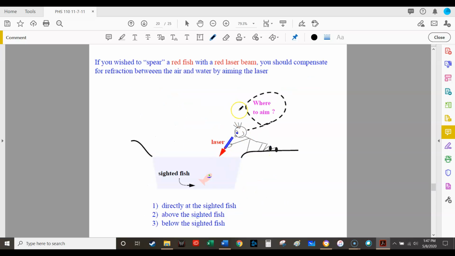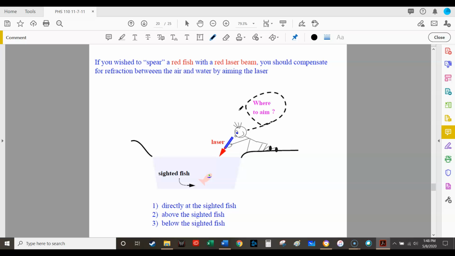Okay. So there's some cool consequences of this. Since red is not bending as much as blue, that means if you have little laser pointers of different colors and you're trying to hit fish that are a different color than your laser pointer, you might have to correct as much as half a degree or maybe even 1 or 2 degrees, right?